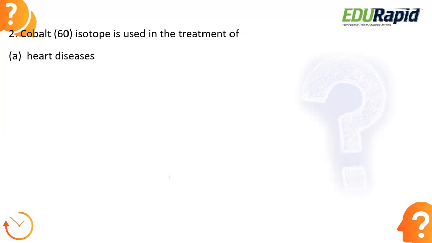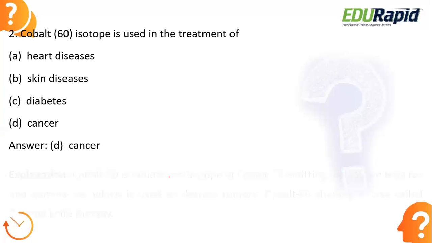Cobalt-60 isotope is used in the treatment of heart diseases, skin diseases, diabetes, cancer. Here the right answer is option D, cancer.